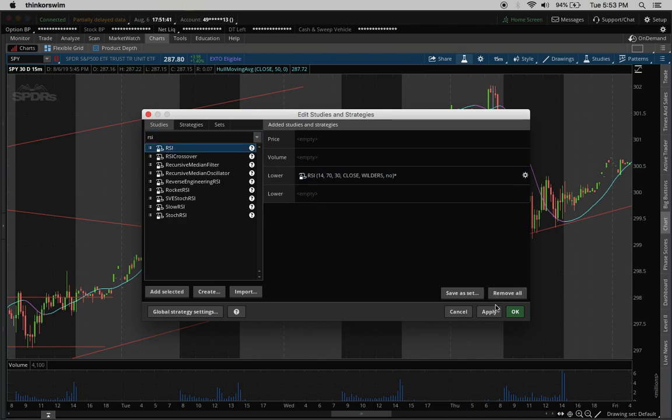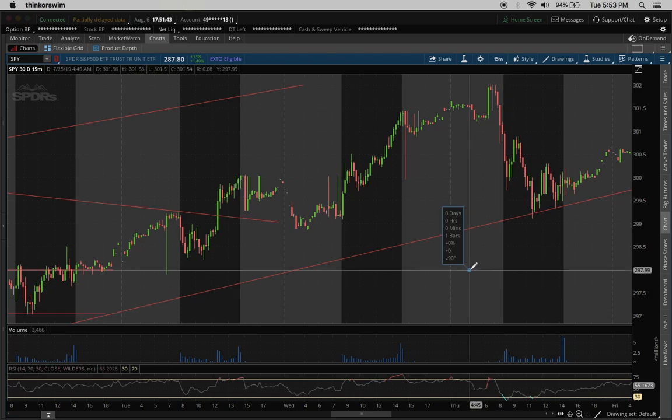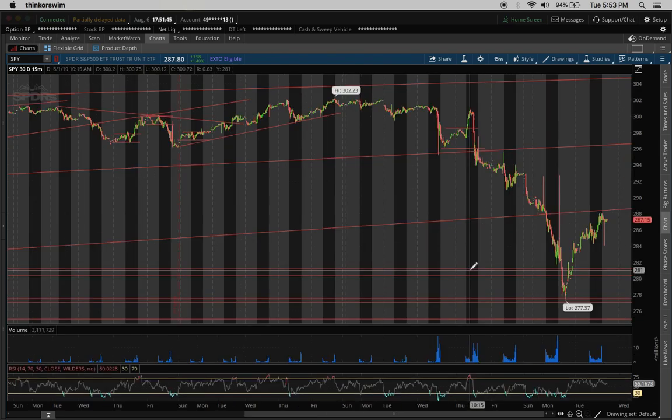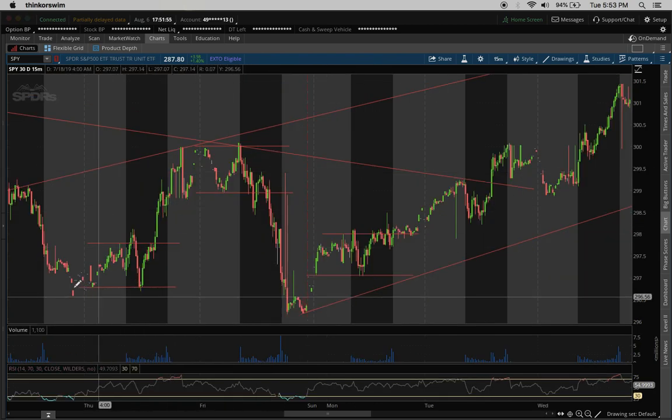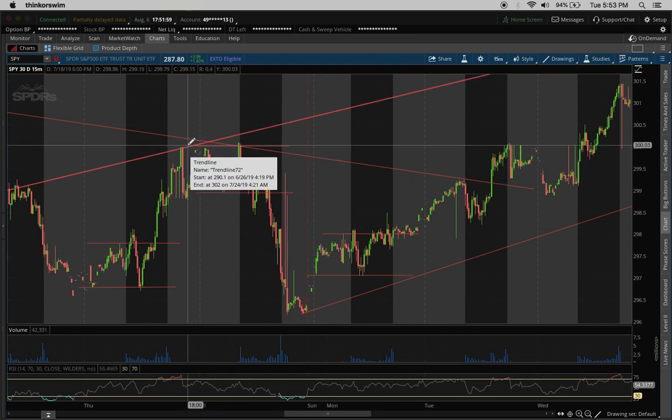So we're going to add RSI to our chart, and we're going to get started here. RSI divergence is by linking two highs and two lows and watching for a diverging RSI. So if you can see here, let's see if we can find a great example. It's very hard to spot these, but one would be right here.